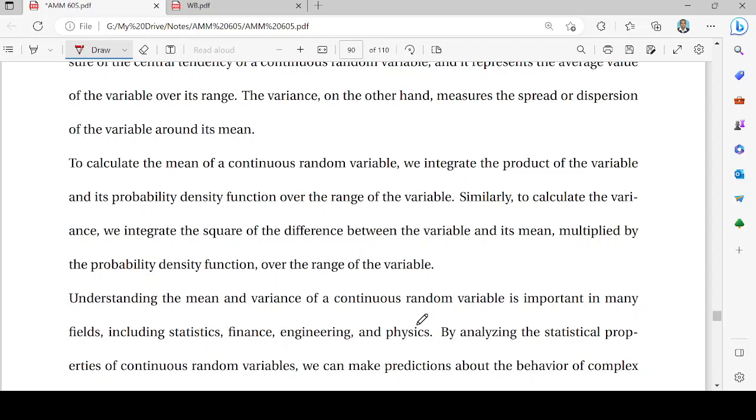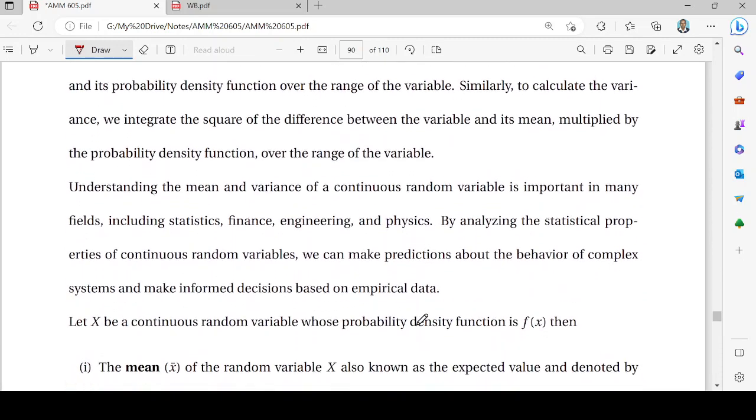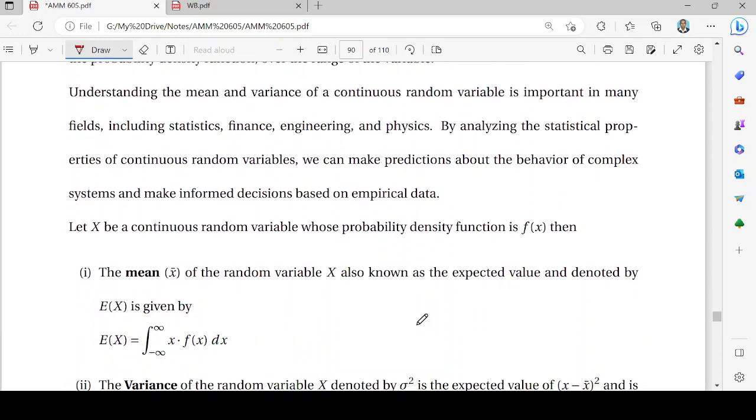Understanding the mean and variance of a random variable is important in many fields, which include engineering. By analyzing the statistical properties of continuous random variables, one can make predictions about the behavior of a complex system and make informed decisions based on empirical data. So we consider a random variable x, whose probability density function f of x is known.